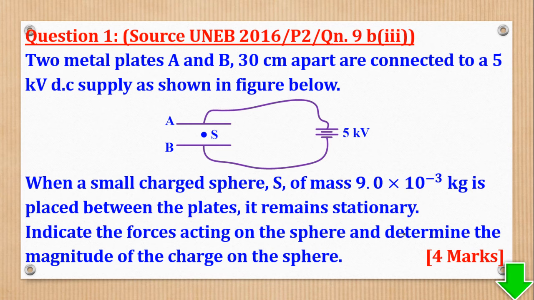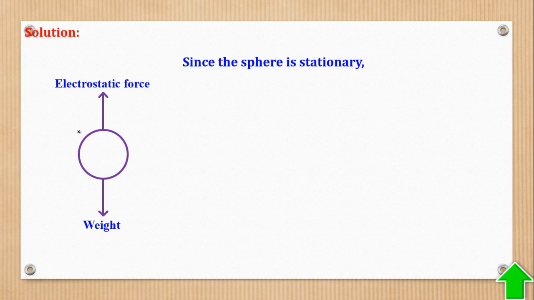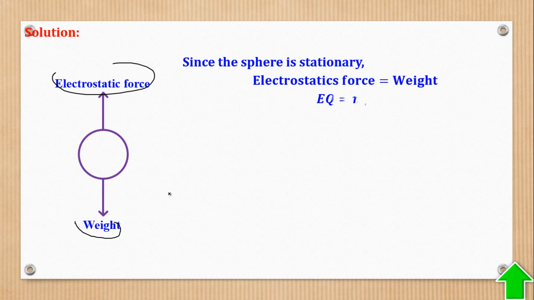So here it means we have to draw a diagram of the sphere and show the forces acting on it. So like we said, for the sphere to remain stationary, it should be negatively charged. So this will be the weight acting downwards, and there will also be electrostatic force acting upwards. So those are the two forces acting on the sphere. But they also wanted the charge, so since the sphere is stationary, it implies that this force is equal to this weight. Therefore, I'll come and substitute for force.